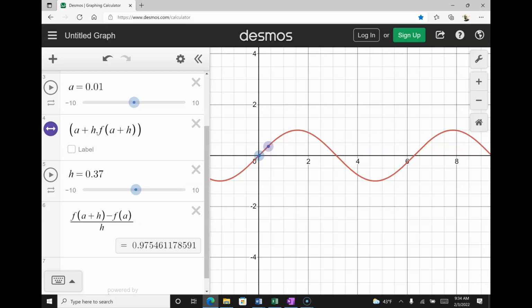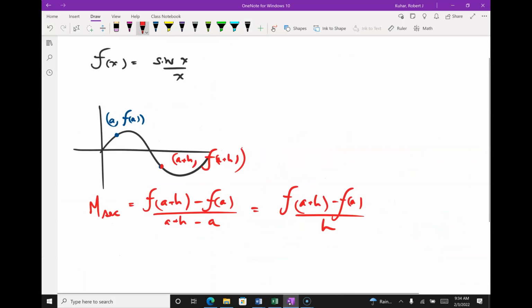What do you want to guess? Where's it headed to? It's headed to 1. So, we're actually going to show today several ways, and I'd like you to do it numerically. We're going to actually show that the limit as x goes to 0 of sine of x over x is 1.